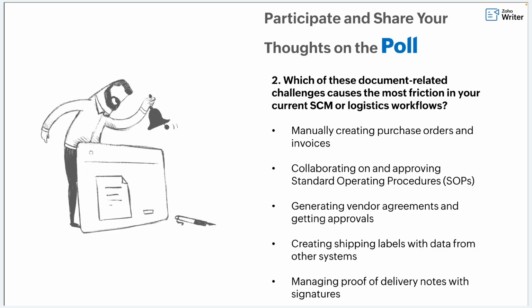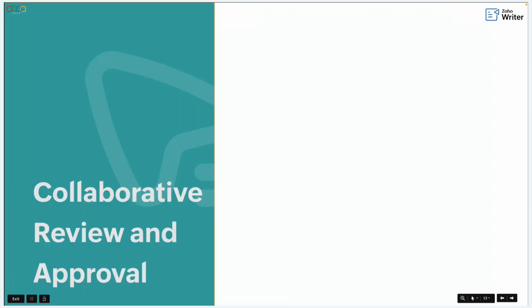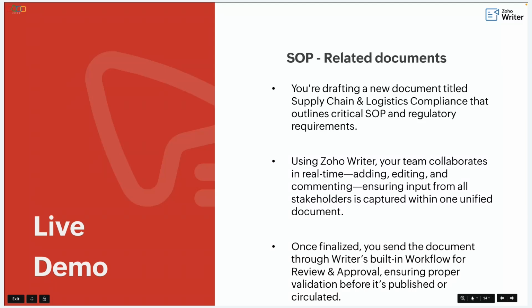Let's move on to another critical area: collaborative review and approval. In supply chain and logistics, you often deal with sensitive or process-heavy documents like SOPs, compliance protocols, or vendor manuals that require inputs from multiple stakeholders. And here's a scenario related to that. Let's say you're drafting a document called Supply Chain and Logistic Compliance to outline SOPs and regulatory requirements. Now, this document needs feedback from multiple teams like operations, compliance, warehouse, and maybe even from the legal team.